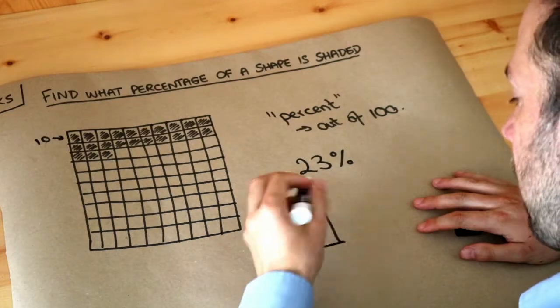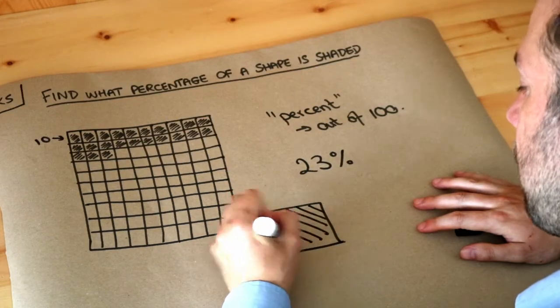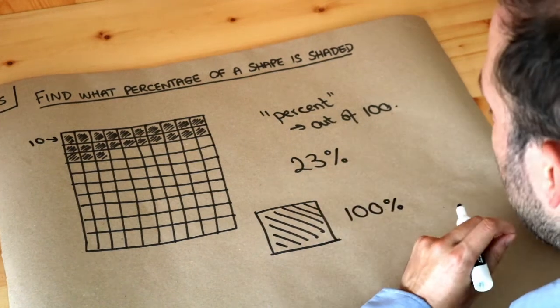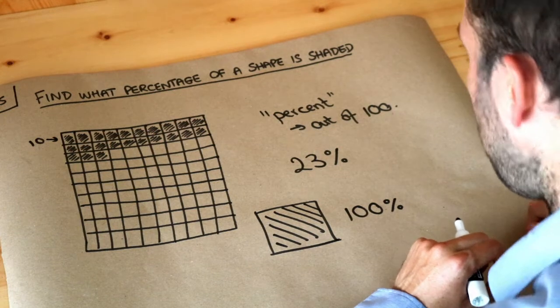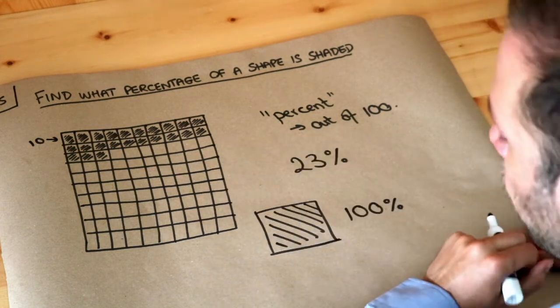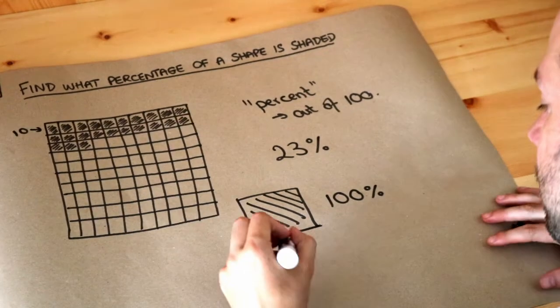Now, if the whole diagram was shaded, so we had everything of something, we would say that as 100% because it's 100 out of 100. So if, for example, we said that 100% of our friends like the colour orange, that means all of your friends like the colour orange.